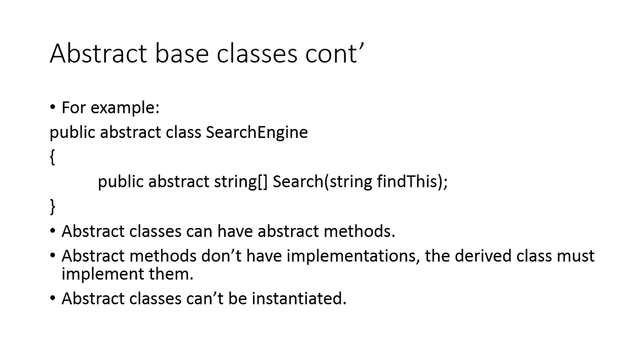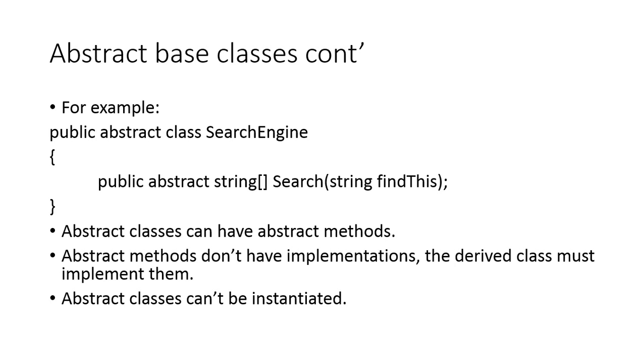So if you ultimately want to make something that's an abstract base class, you can use the keyword abstract. You say public abstract class search engine, and that way you don't have to provide a body for the search method. You just put the header, which is public abstract string search, and then you put a semicolon after it, and that now is your abstract method that has to be defined inside of any of the derived classes.